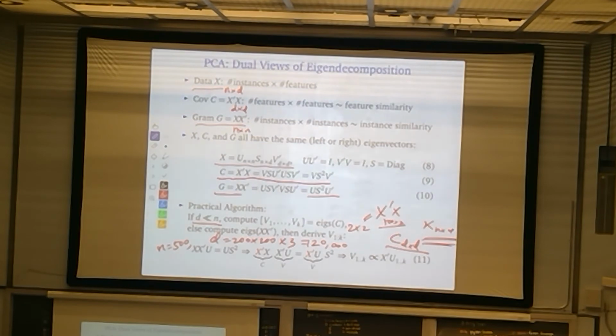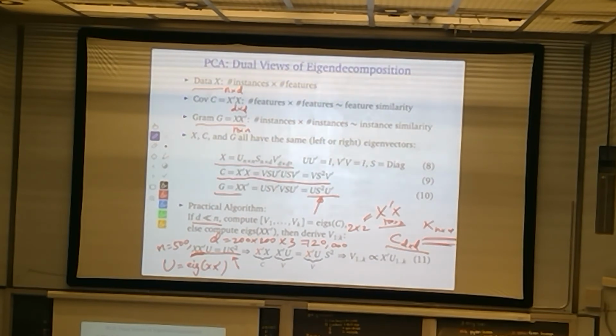So we know that XX transpose is a Gram matrix, right? U is the eigenvector of the Gram matrix. That means, by definition of the eigenvector, the Gram matrix times U is US squared, okay? S squared is the corresponding eigenvalues. This just shows that U is an eigenvector of XX transpose, the Gram matrix. Now, if I multiply both sides by X transpose, okay?